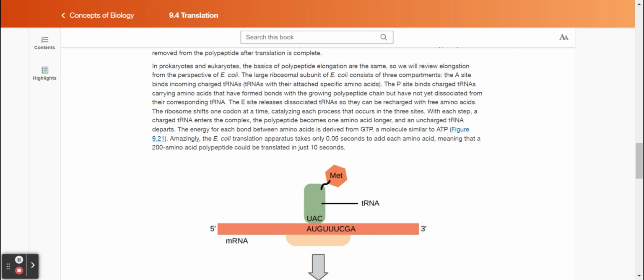The ribosome shifts one codon at a time, catalyzing each process that occurs in the three sites. With each step, a charged tRNA enters the complex. The polypeptide becomes one amino acid longer, and an uncharged tRNA departs. The energy for each bond between amino acids is derived from GTP, a molecule similar to ATP. Amazingly, the E. coli translation apparatus takes only 0.05 seconds to add each amino acid, meaning that a 200 amino acid polypeptide could be translated in just 10 seconds.